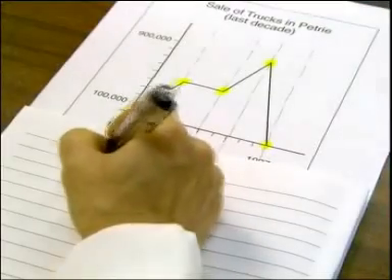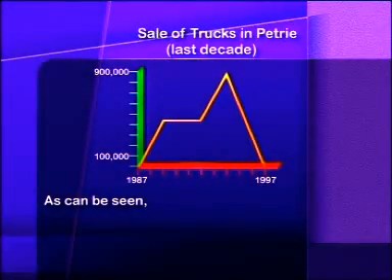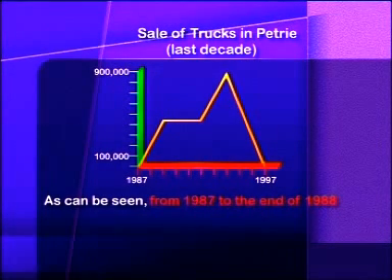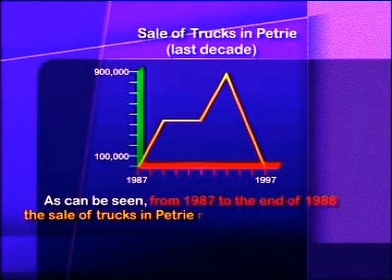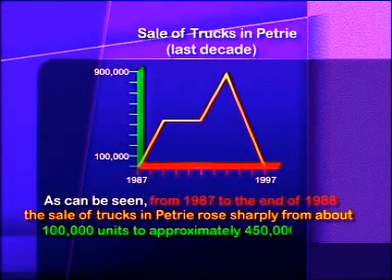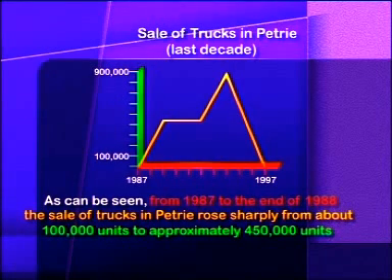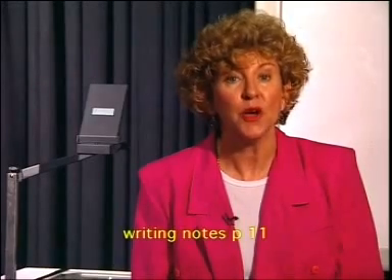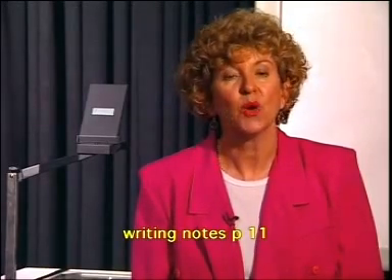In the case of graph 1, the first sentence of your body could read, as can be seen from 1987 to the end of 1988, the sale of trucks in Petrie rose sharply from about 100,000 units to approximately 450,000 units. As you can see, all 4 of the elements mentioned are in this sentence. Now look at the interpretation of this graph in your notes and notice how each sentence always contains all 4 elements. Practice doing this with any graphs you can find.